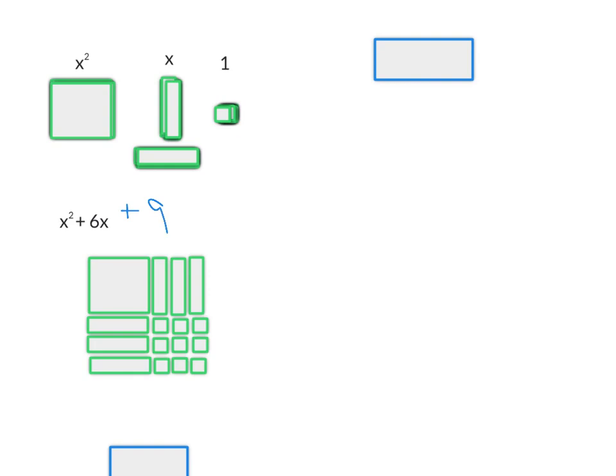Now that my square is complete, I need to look at the side length. Well, down here at the bottom, I have 1x and 3 ones. So that side length is x plus 3. Now looking over here on my side, I see that I have 1x and 3 ones, so the side length again is x plus 3.